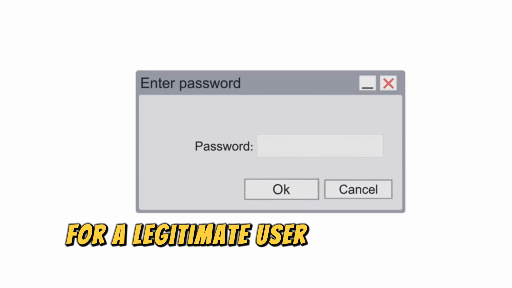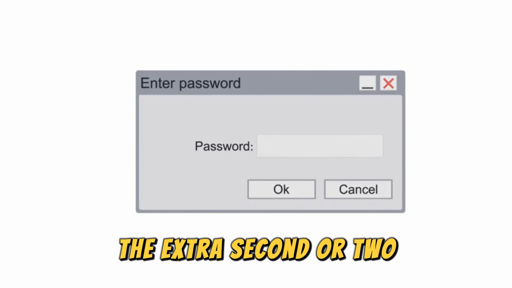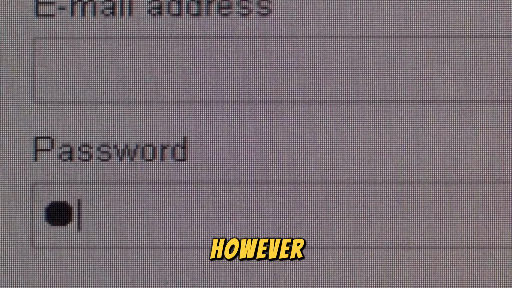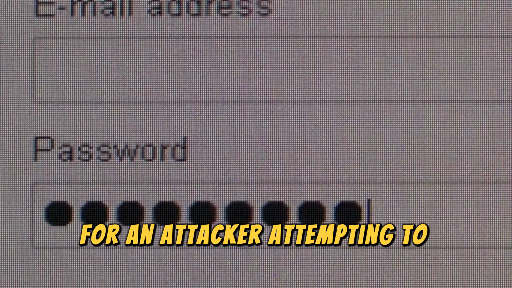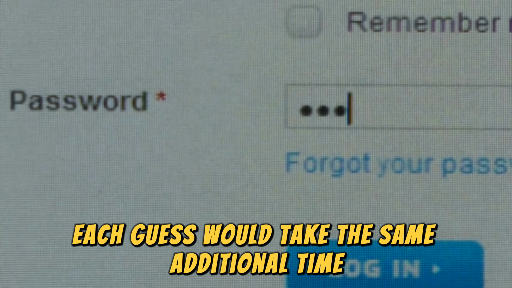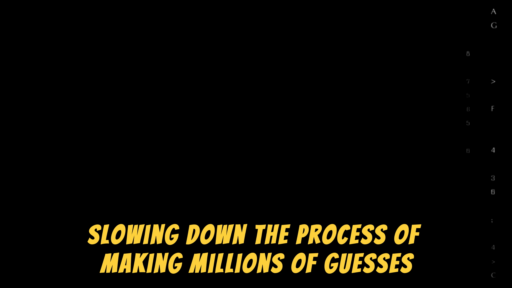For a legitimate user who knows the correct password, the extra second or two to verify the password is a minor inconvenience. However, for an attacker attempting to guess the password, each guess would take the same additional time, dramatically slowing down the process of making millions of guesses.